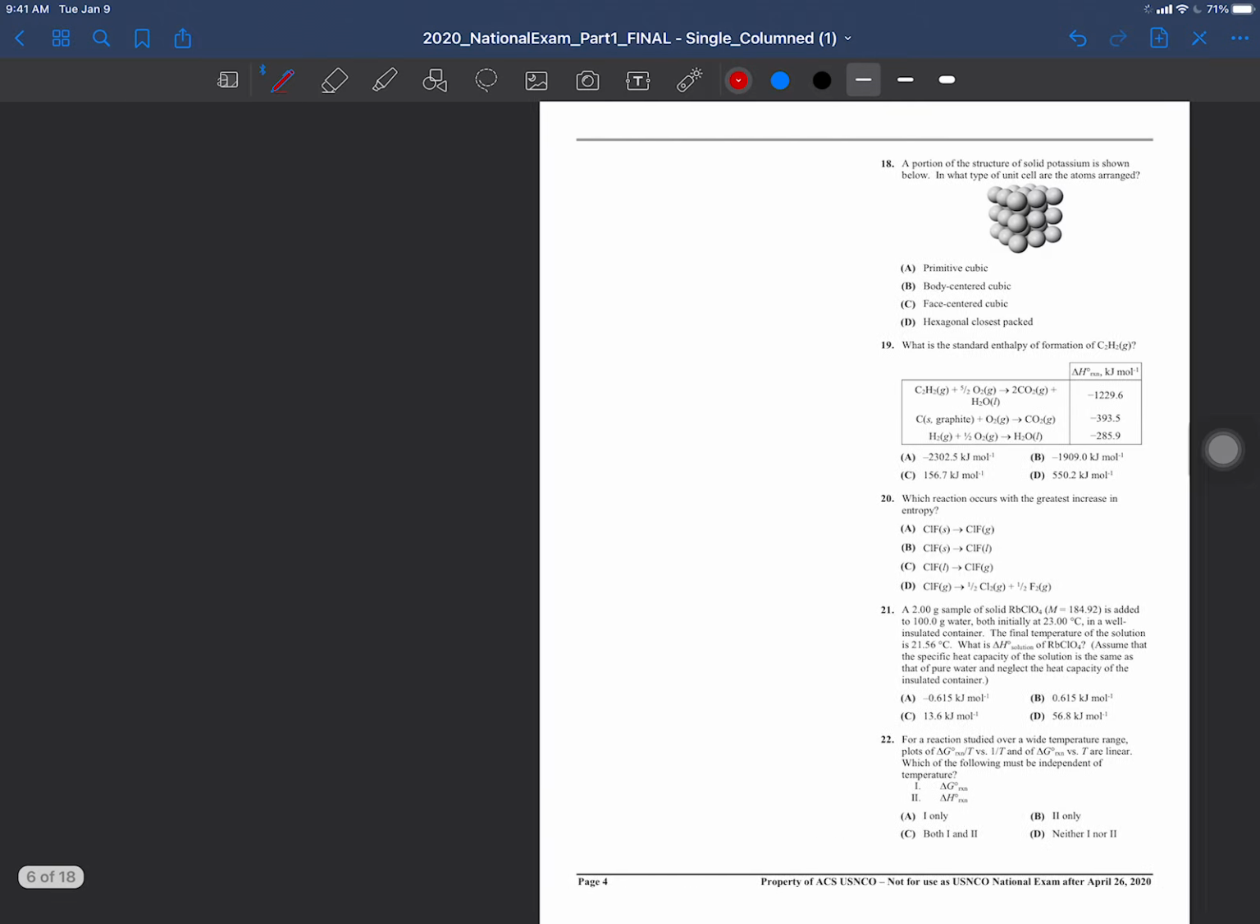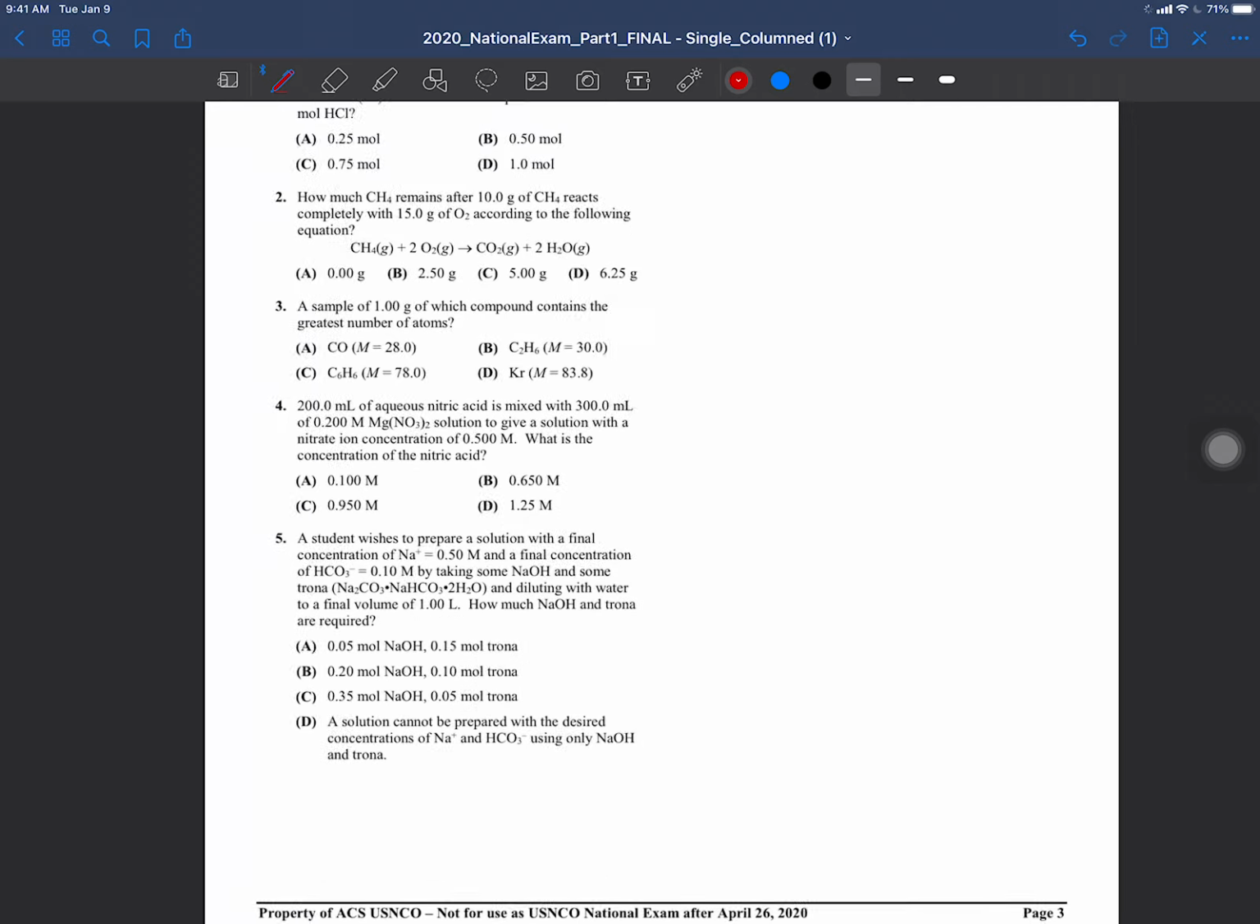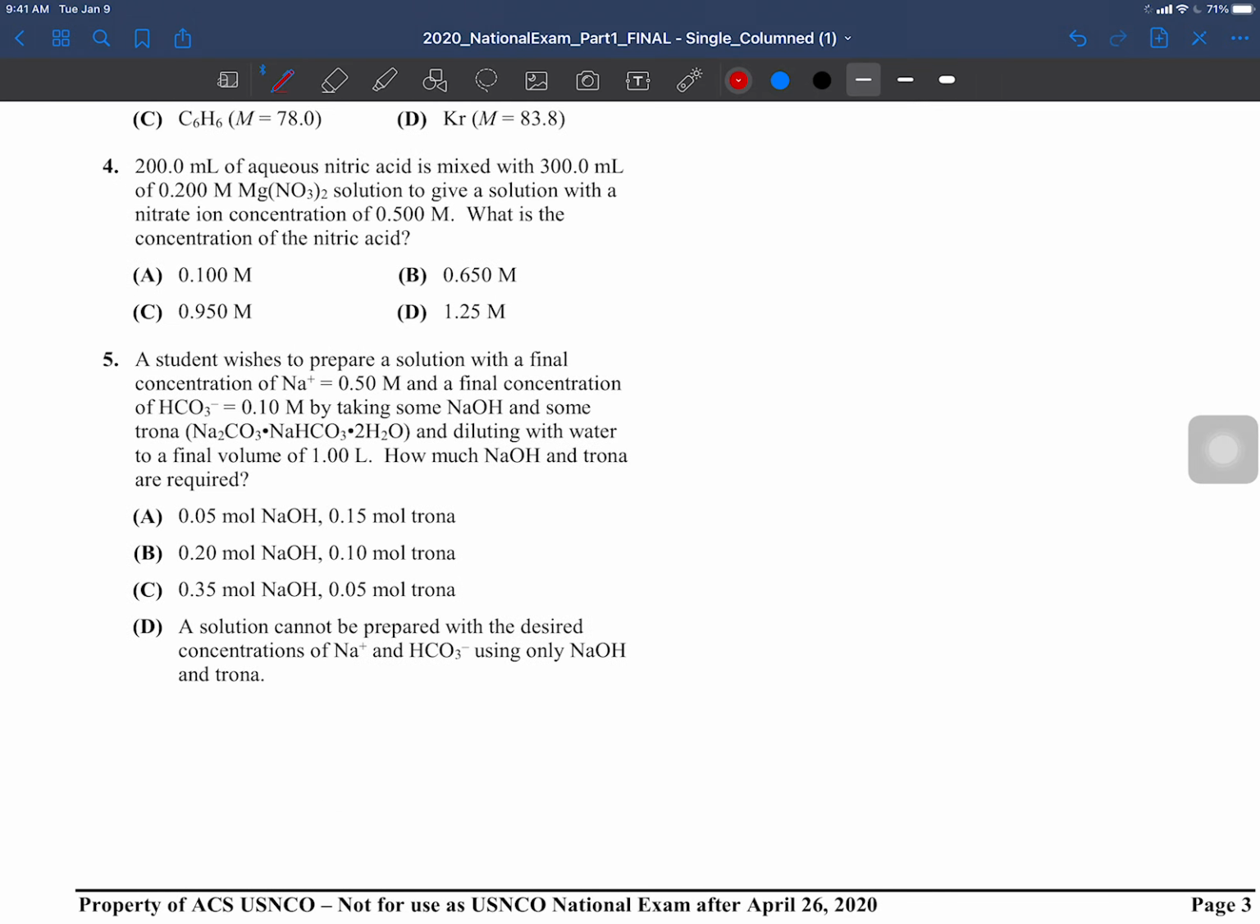Question number 5. The question itself is okay, but there is something you probably need to pay attention to. There is a reaction hidden here. What is the reaction? The sodium bicarbonate reacts with the sodium hydroxide to produce the sodium carbonate and water. Do I need to memorize this reaction? No. You need to interpret this question by yourself.